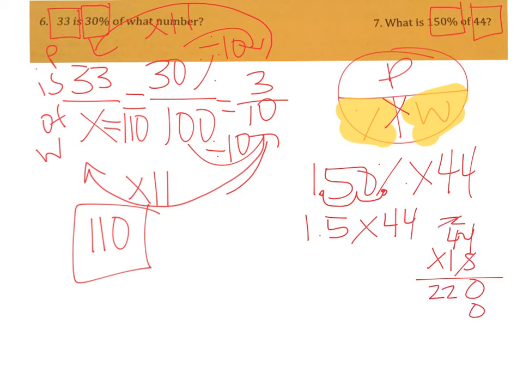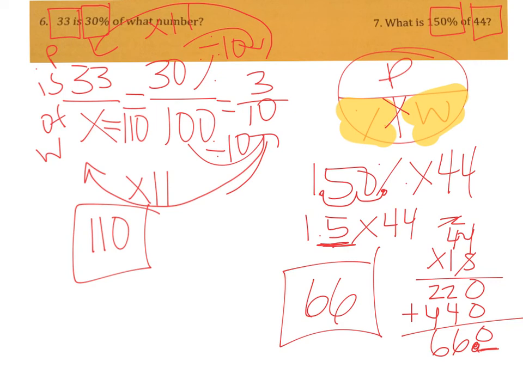I'm going to add a placeholder. 1 times 4 is 4. 1 times 4 is 4. And let's add. So we get 0, 6, 6. Remember, we have one number behind the decimal, so one number behind the decimal. So our answer is going to be 66, which will be our part.